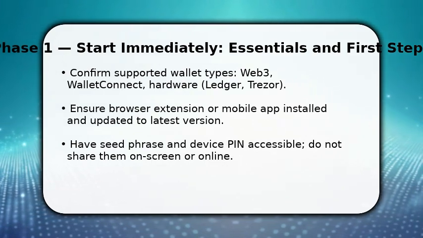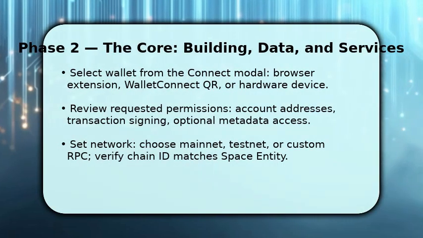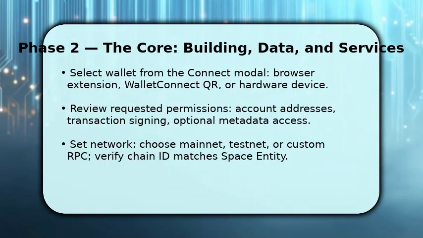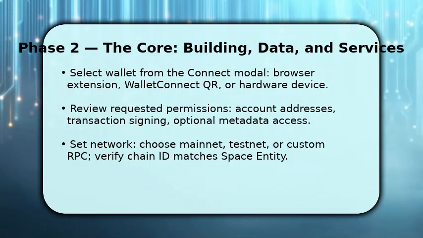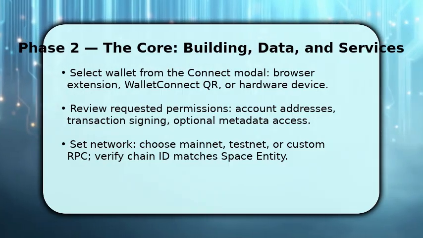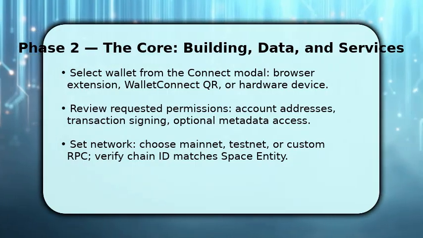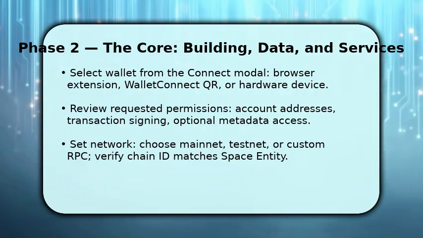Once the Connect modal appears, choose your preferred wallet method, browser extension, Wallet Connect QR, or hardware device, and follow prompts. You need to review permissions carefully. Space Entity will request account addresses and permission to sign transactions, so accept only necessary scopes. If prompted, select Network, Mainnet, Testnet, or Custom RPC, and make sure the chain ID matches Space Entity.